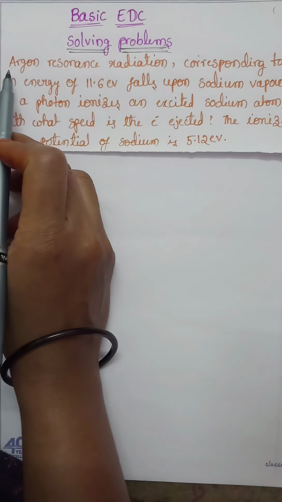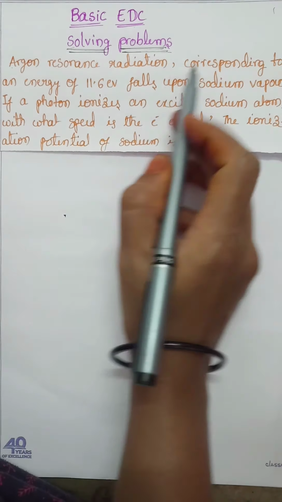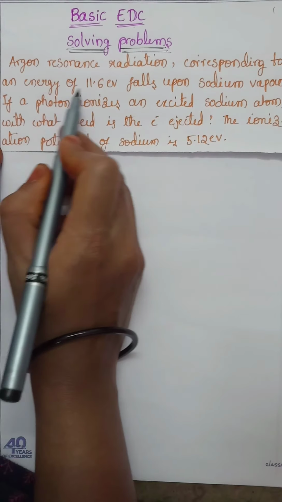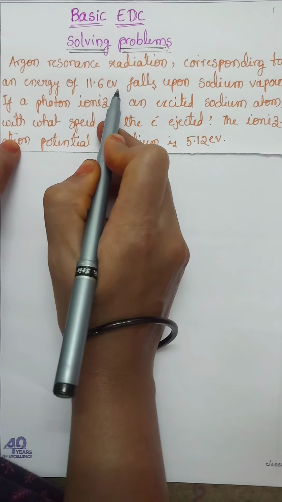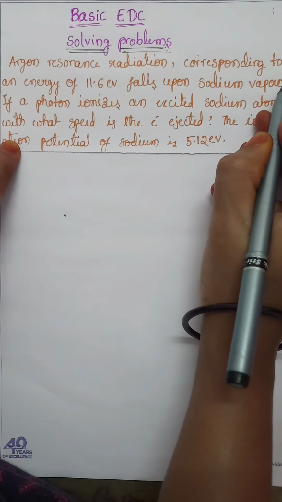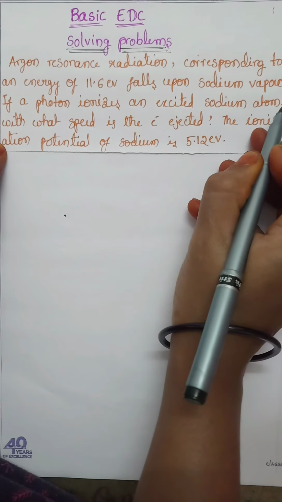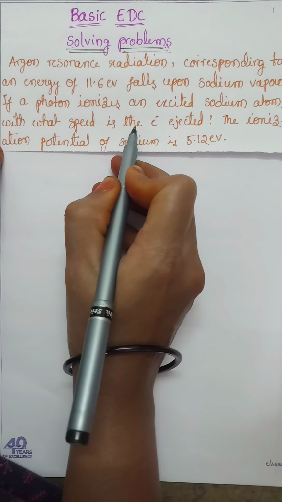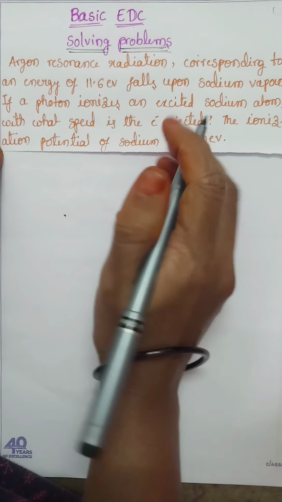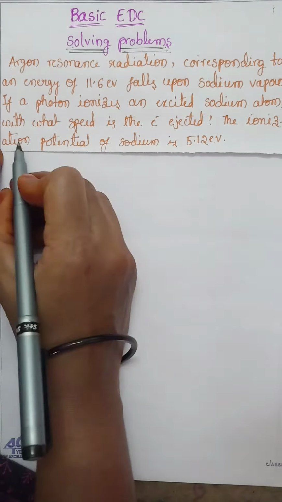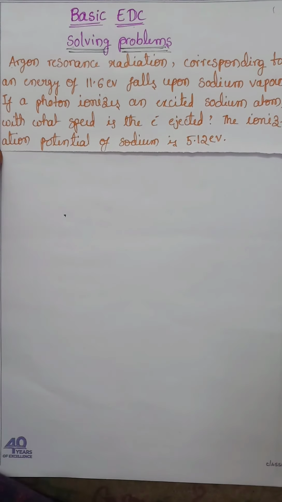Now let us do some problems based on the previous discussions. Consider the given problem. Argon resonance radiation corresponding to an energy of 11.6 electron volts falls upon sodium vapor. If a photon ionizes an excited sodium atom, with what speed is the electron ejected? That we have to find. Given the ionization potential of sodium is 5.12 electron volts.